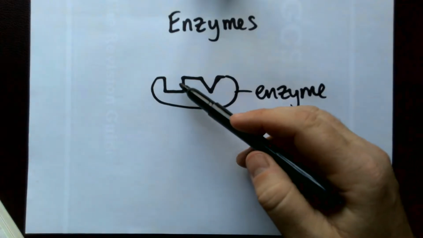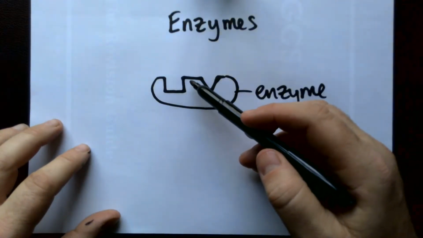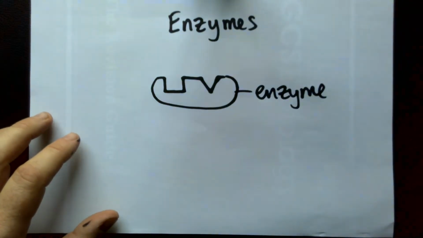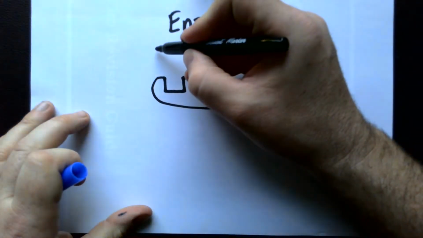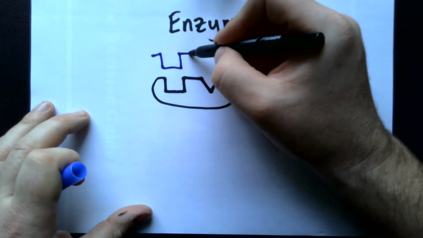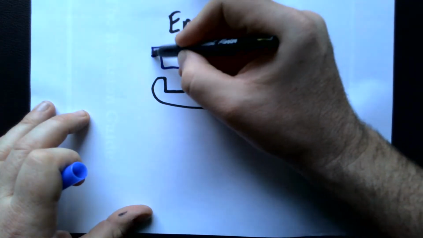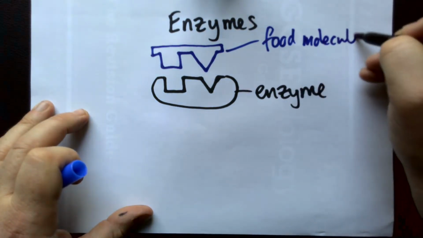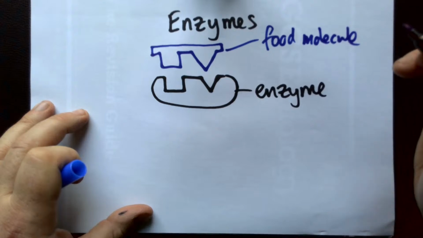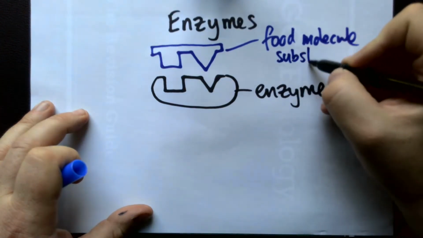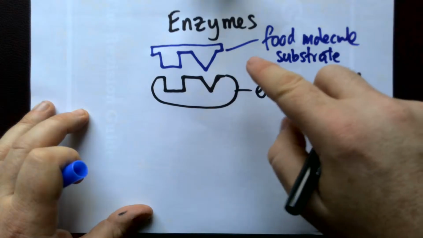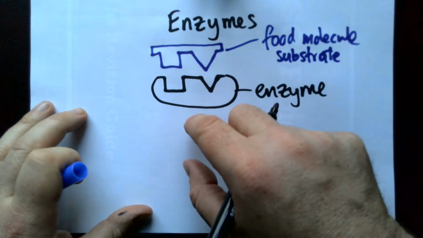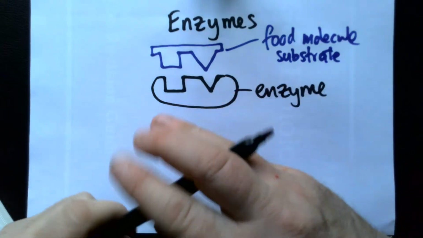We call this part here the active site. And we also call, let me do this in a different color, something coming along like this, so this is my food molecule, and this is called the substrate. That's the name of it. This is going to come along and fit exactly into this gap in the enzyme. And the enzyme, because it's locked in place, can split it apart.